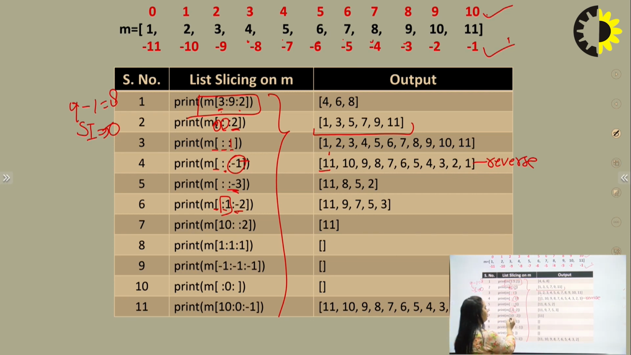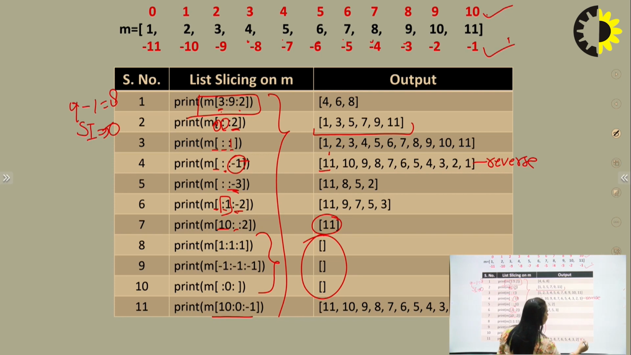Next, we start from 10 and the ending index is also 10, with a jump of 2. So this will print 11. These three slicings will give you an empty list, and this is another slicing for reversing your list. This will reverse your list.